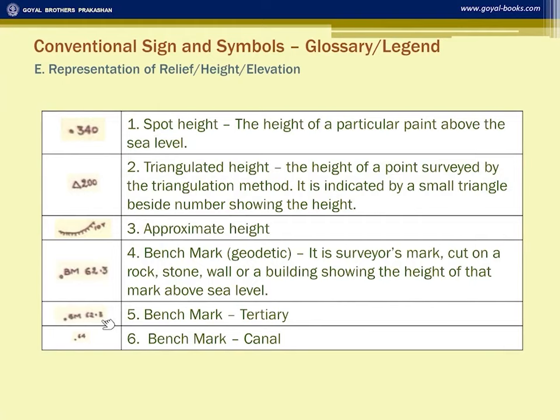Benchmark is the same. It is tertiary, and the benchmark for the canal is shown with a dot with the height written in brown. That is the difference. BM, benchmark, and the mark for the canal is always shown in brown.